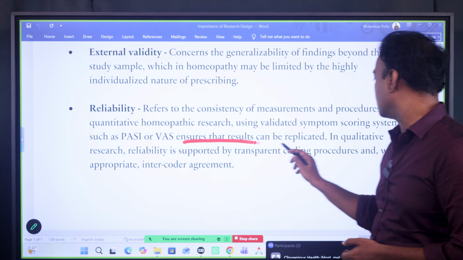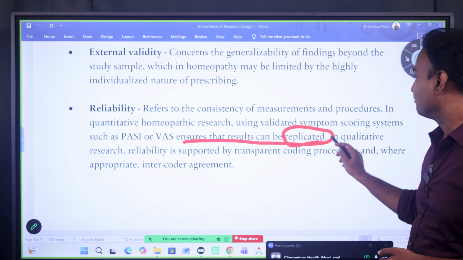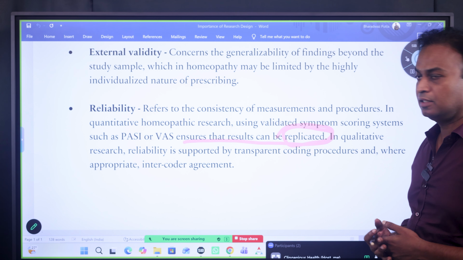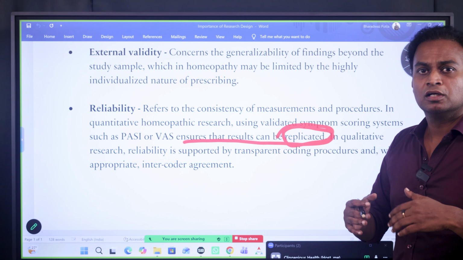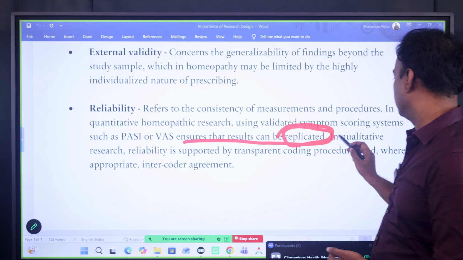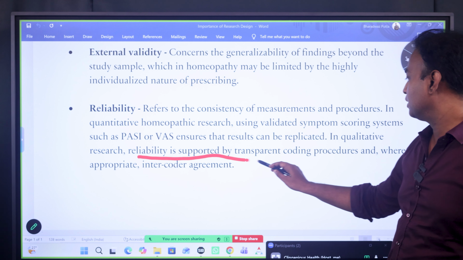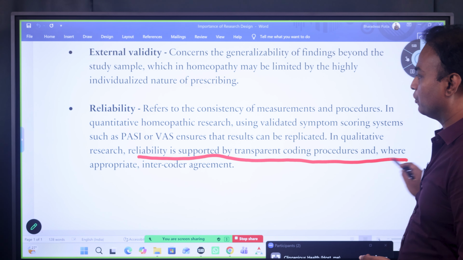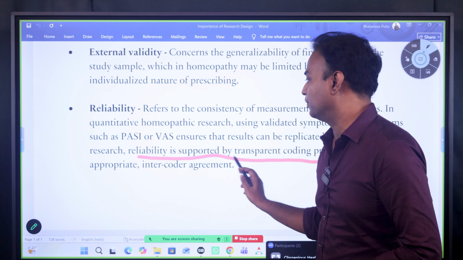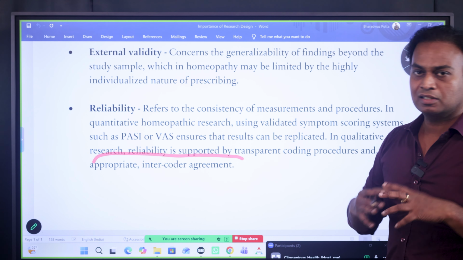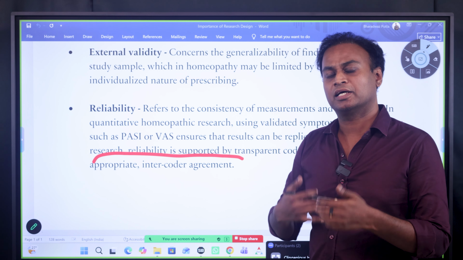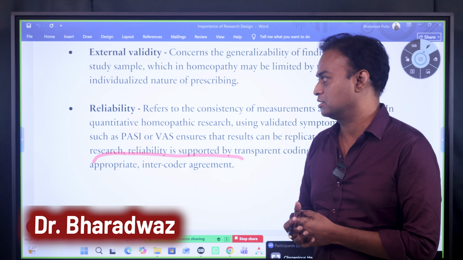This ensures that results can be replicable, so this is important. You have to replicate the results. How do you replicate? When you convert that into numbers, you can replicate it. In quantitative research, reliability is supported by transparent coding procedures and, where appropriate, intercoder agreement. Okay, these are the reliability. Reliability means getting the same result again and again when you do perfect research.